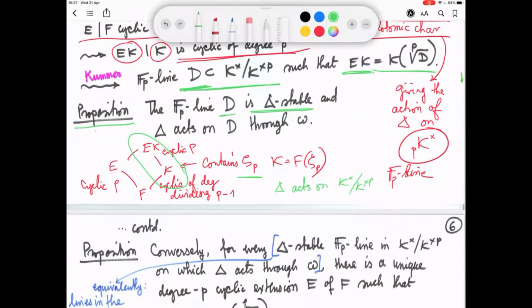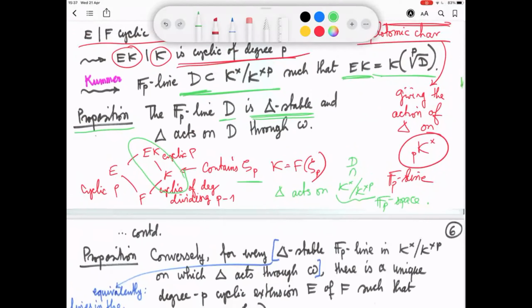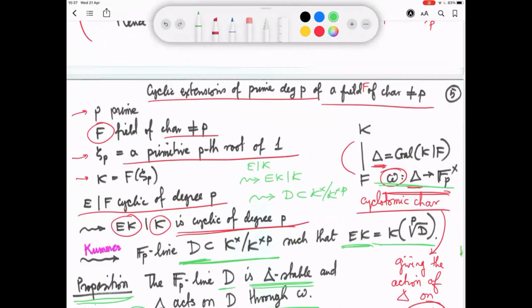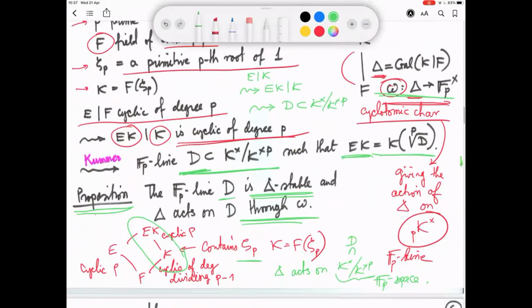And this D is a line inside this. So the action of delta leaves that line invariant. That's what it means for D to be delta stable. And if it's delta stable, then delta acts on this D. And the proposition is saying that further, the action of delta on D is given through this cyclotomic character, which was explained here, right? So that is the proposition.